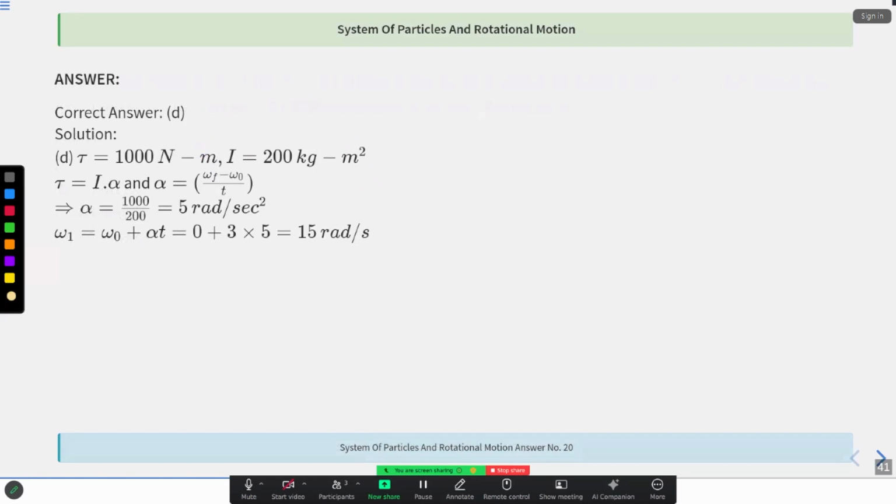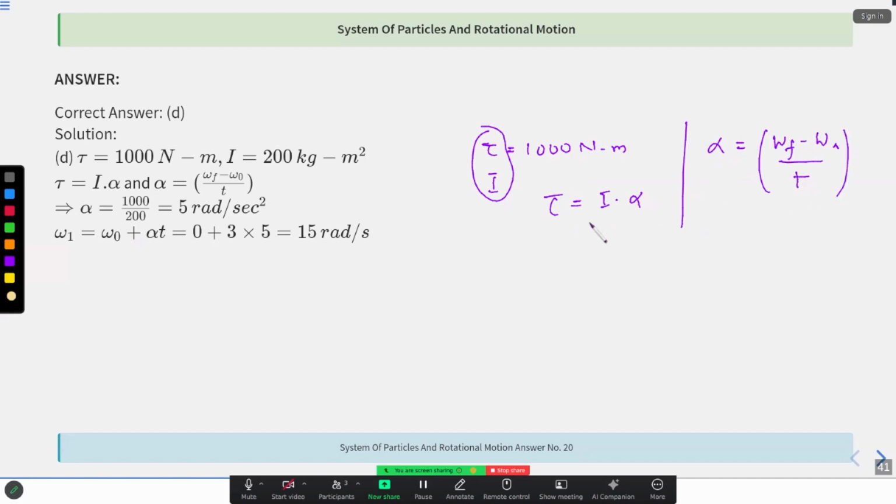Now, the torque is given to us: torque is equal to 1000 Newton meter, and they have given me the moment of inertia. I know the relation between torque and inertia, that is, tau is equal to I into alpha. Now how am I going to get the value of alpha? Using circular motion equations: alpha is equal to omega final minus omega naught divided by t. This entire value is 1000 divided by 200, so this comes out to be 5 radians per second square.